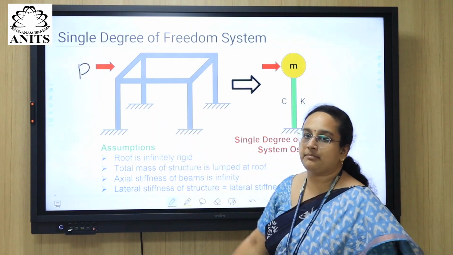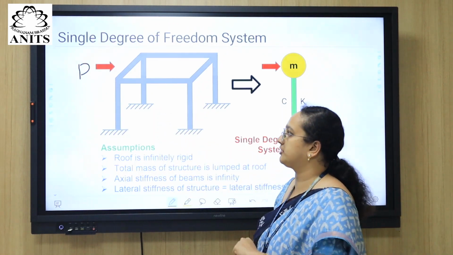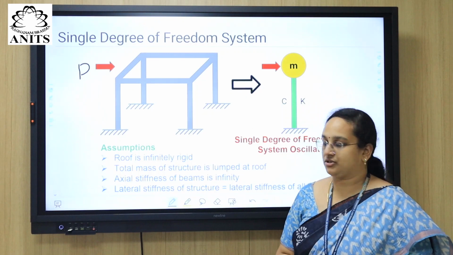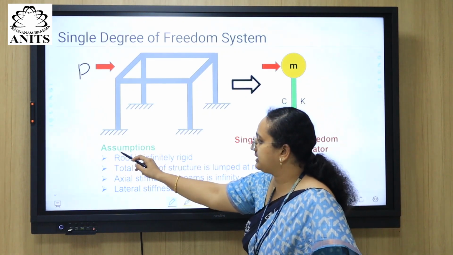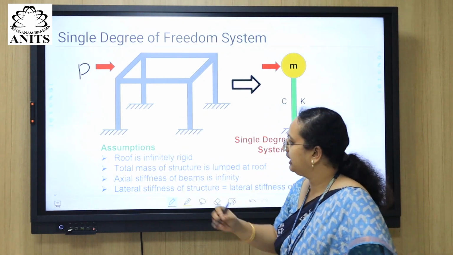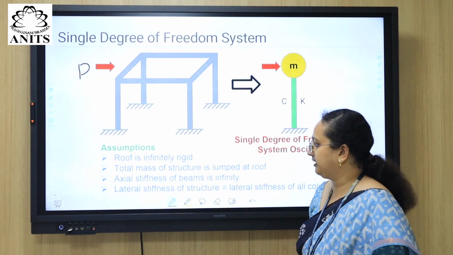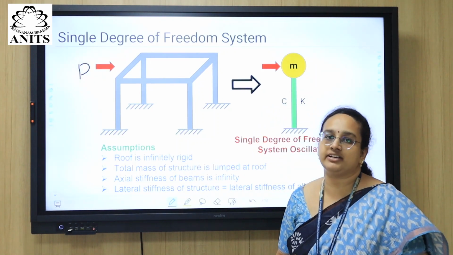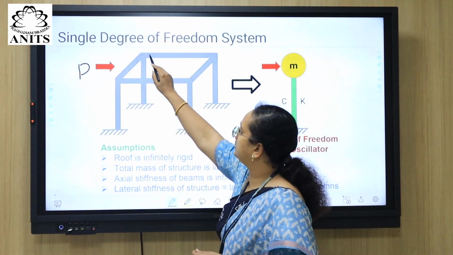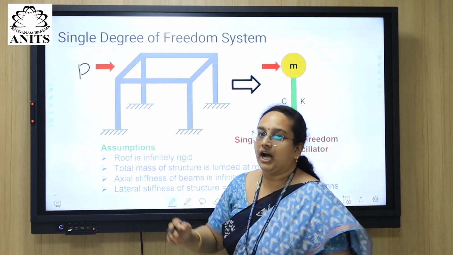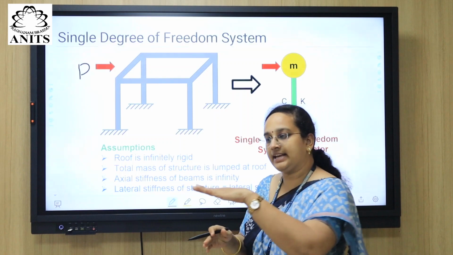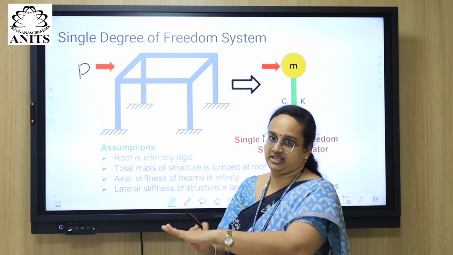Now what is going to happen in the building? That is what we wanted to understand. What is the approach with which we are going to do this? So let us take some assumptions. Roof is infinitely rigid. What does this mean? Roof is infinitely rigid means all the four nodes at the top are going to move in the same plane with the same displacement.